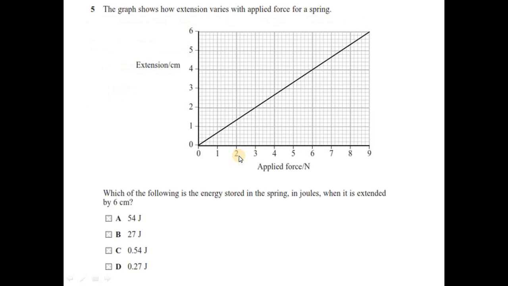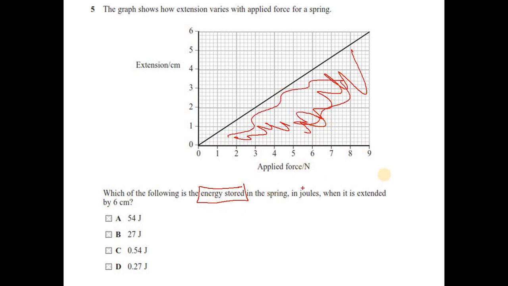Question number 5. The graph shows how extension varies with applied force for a spring. This is extension on the y-axis, applied force on the x-axis. What is the energy stored in the spring in joule when it is extended by 6 centimeter? We need to find the energy stored from the graph, and this is a force extension graph, and energy stored is the area under the graph. This is the energy stored. So how much extension is there? 6 centimeter. So that means the whole area.